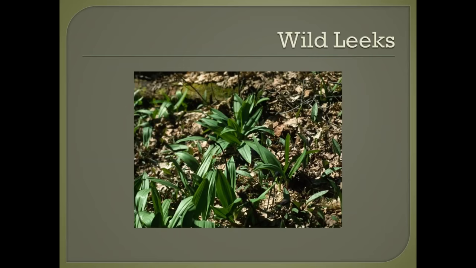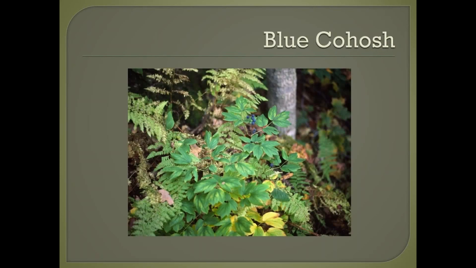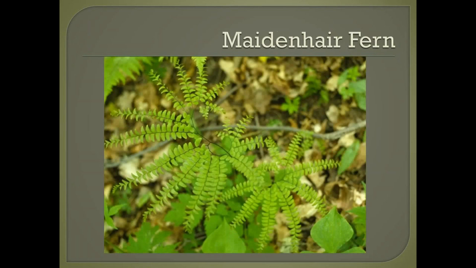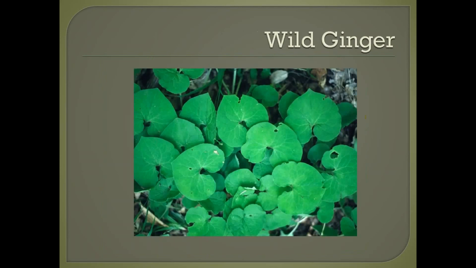So here's a few looks at some rich site indicator plants. So if you walk through the forest and you can smell onions, you're walking on wild leeks or wild ramps, and that will tell you immediately that that is a very rich site. Blue cohosh, those blue berries are held throughout the winter. They're not something you want to eat, but and then maidenhair fern, the most beautiful fern, I think, in the state. Wild ginger, another site indicator.